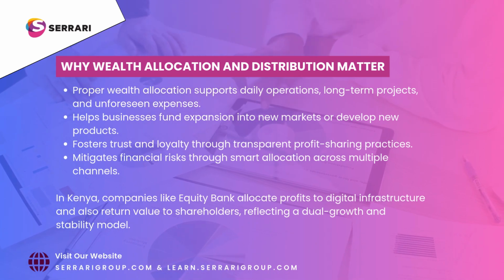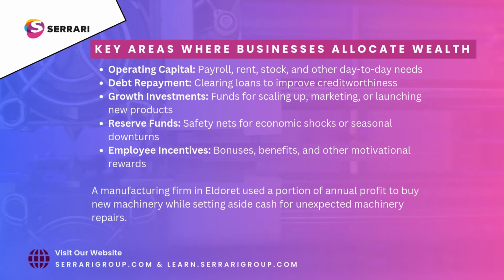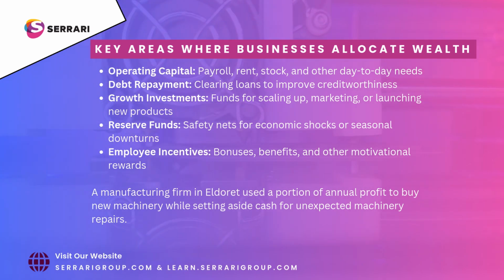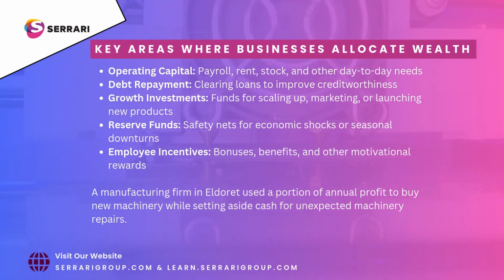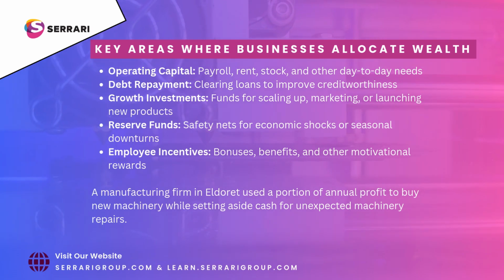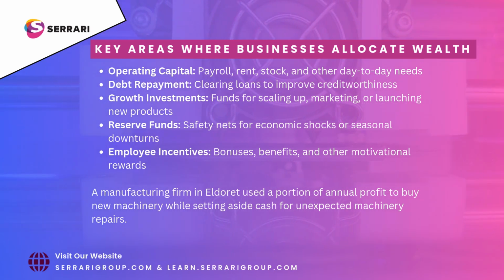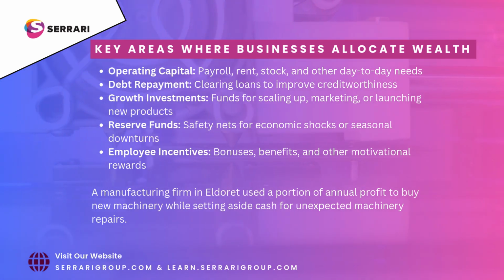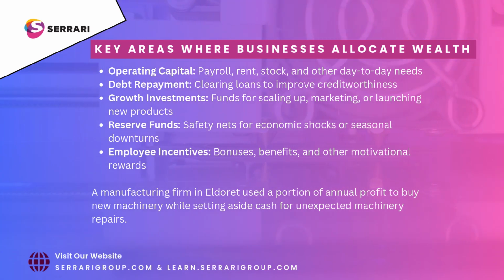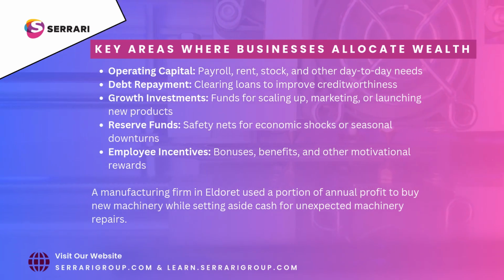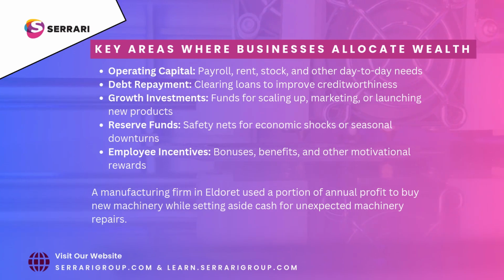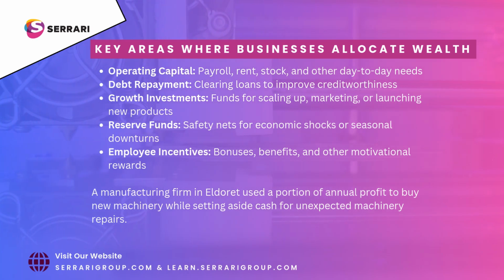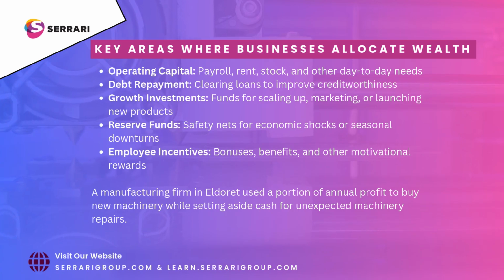growth and stability model. Key areas where businesses allocate wealth: operating capital, payroll, rent, stock, and other day-to-day needs. Debt repayment, clearing loans to improve creditworthiness. Growth investments, funds for scaling up, marketing, or launching new products. Reserve funds, safety nets for economic shocks or seasonal downturns. Employee incentives, bonuses, benefits, and other motivational rewards.